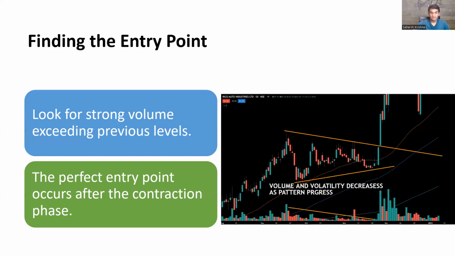Time entries after contraction with volume signals. This maximizes the potential for an outsized move. The perfect entry occurs after contraction ends. When volume surges rapidly higher, it captures the start of the trend quickly and reliably.